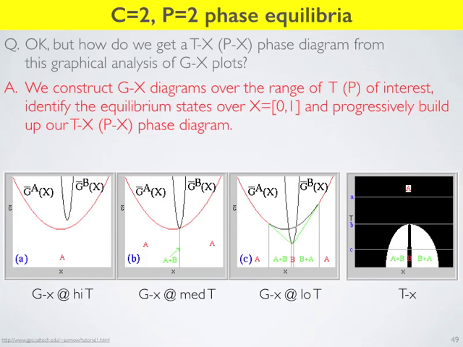So when you can construct the common tangent, the system is going to split into two phases. When you can't, it's going to be the phase that's lower in per-mole Gibbs free energy. So what does that look like?